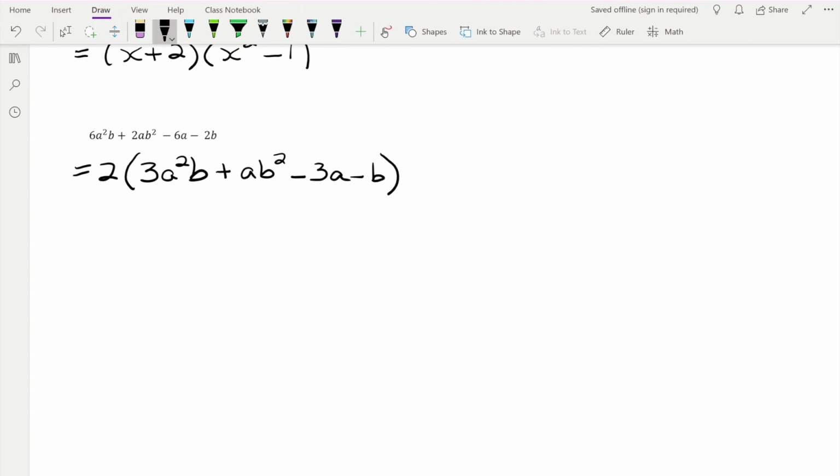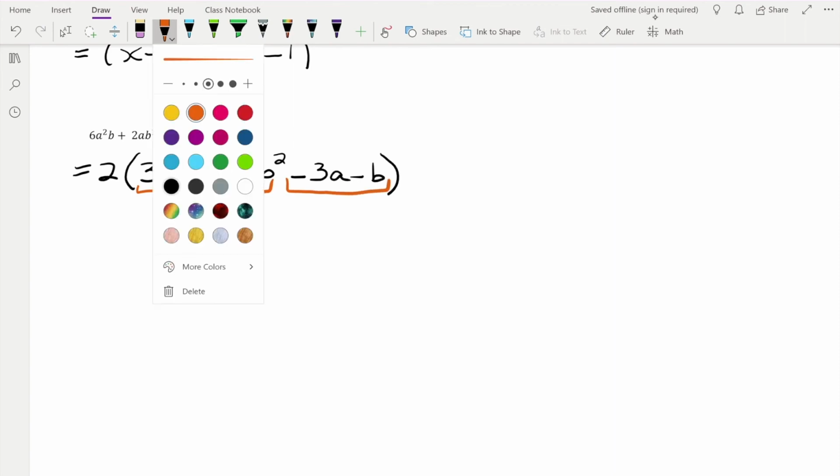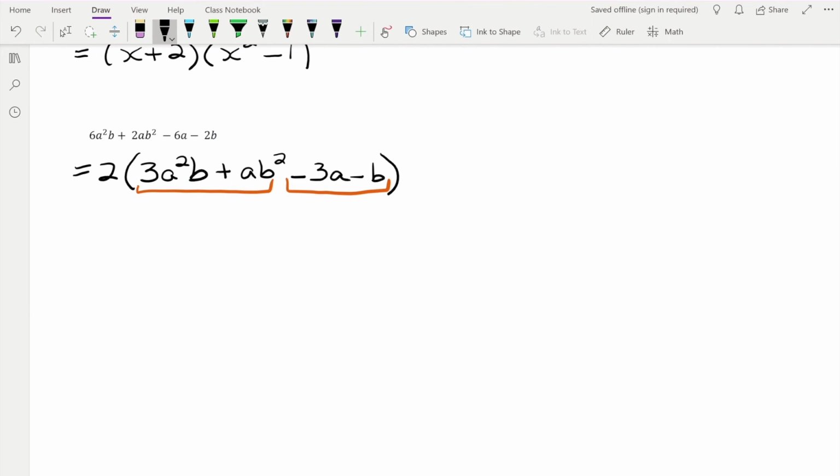Okay, so now I've taken out what's common, and I'm going to look at my 4 terms here. Again, I'm going to try and group them, the first 2 together and the last 2 together. So I have this 2. I'm going to use square brackets here because I know I'm going to have other brackets inside, and I like to change them up so I can visualize it a little bit better. So I'm going to use big square brackets.